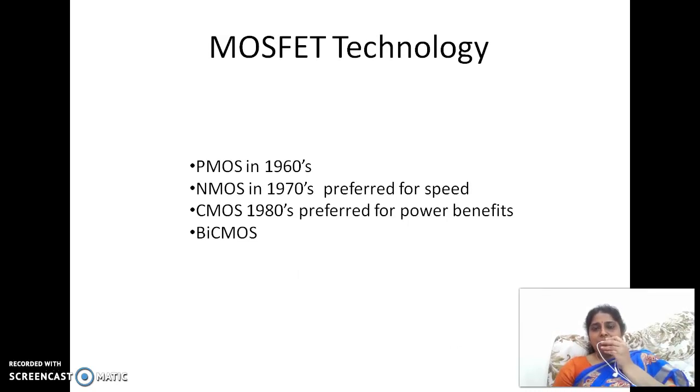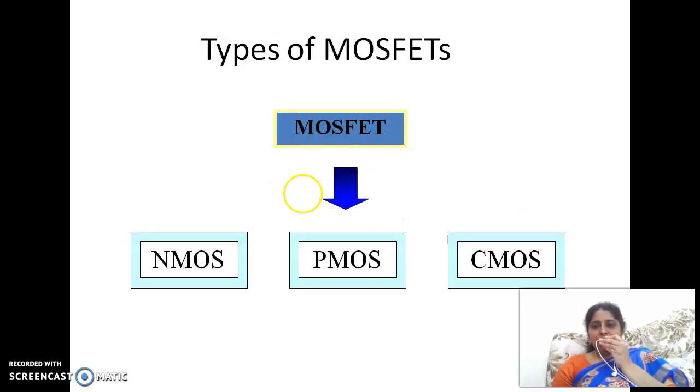Coming to MOSFET technology, we have the P channel MOSFET. PMOS is nothing but the P channel enhancement MOSFET. NMOS is the N channel enhancement MOSFET. CMOS is complementary MOSFET, a combination of NMOS and PMOS. Then we have BiCMOS, a combination of BJT and CMOS. Bi means bipolar, plus CMOS, complementary metal oxide semiconductor. So among the MOSFETs, we have NMOS, PMOS, CMOS.